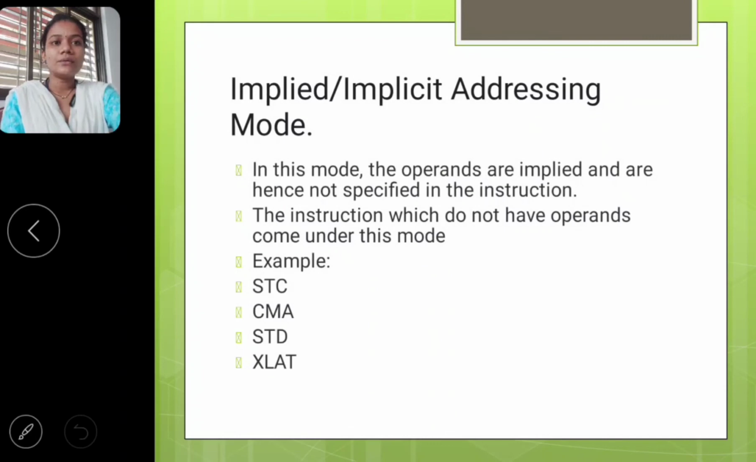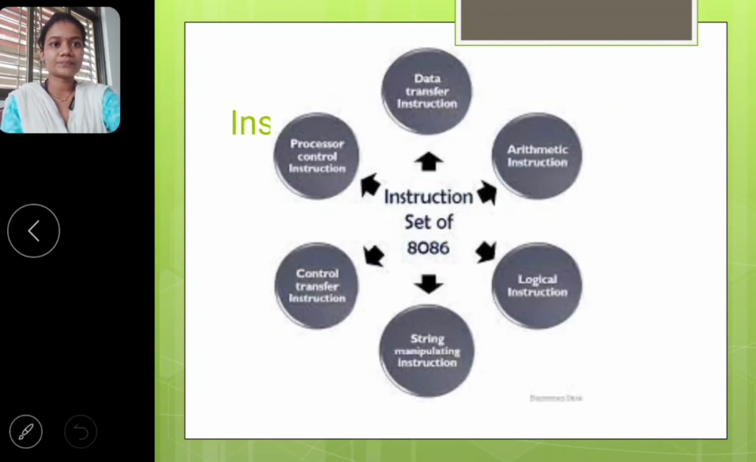Now next is implied or implicit addressing mode. In this mode, the operands are implied and hence not specified in the instruction. The instructions which do not have operands come under this mode. For example STC, CMC, STD or XLAT are examples of implied or implicit addressing modes, which do not contain any operand.